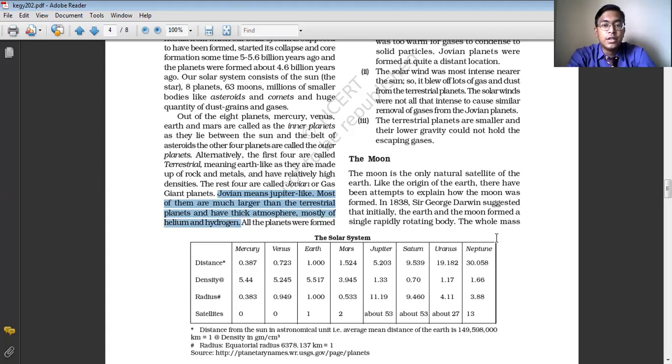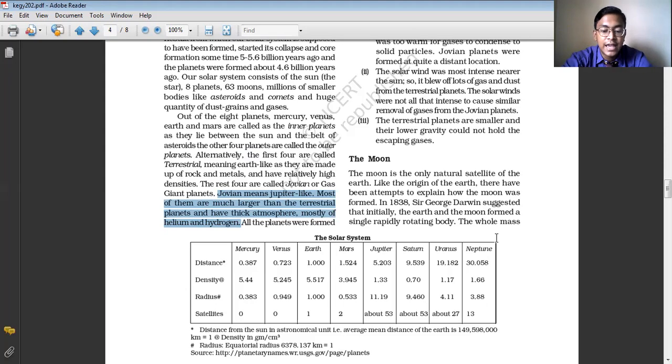So the inner planets are known as the terrestrial planets because they have characteristics like the Earth. And the other four planets, the outer planets, are known as the Jovian planets because they have characteristics like Jupiter. Most of them are much larger than the terrestrial planets, and have thick atmospheres, mostly of helium and hydrogen. They are very large in size compared to the inner planets, and their atmosphere is mainly composed of helium and hydrogen gas.